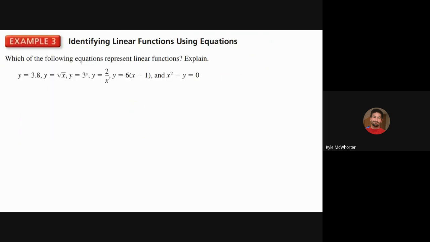Which of these equations represent linear functions? Well, we know that it has to fit the format y equals m times x plus b, where m and b are going to be constants. So let's see. For this first one, y equals 3.8. We could write that as y equals 0 times x plus 3.8. So that is a linear function. Y equals square root of x. We cannot write that as y equals a number times x plus b because it has square root of x. So this is non-linear.